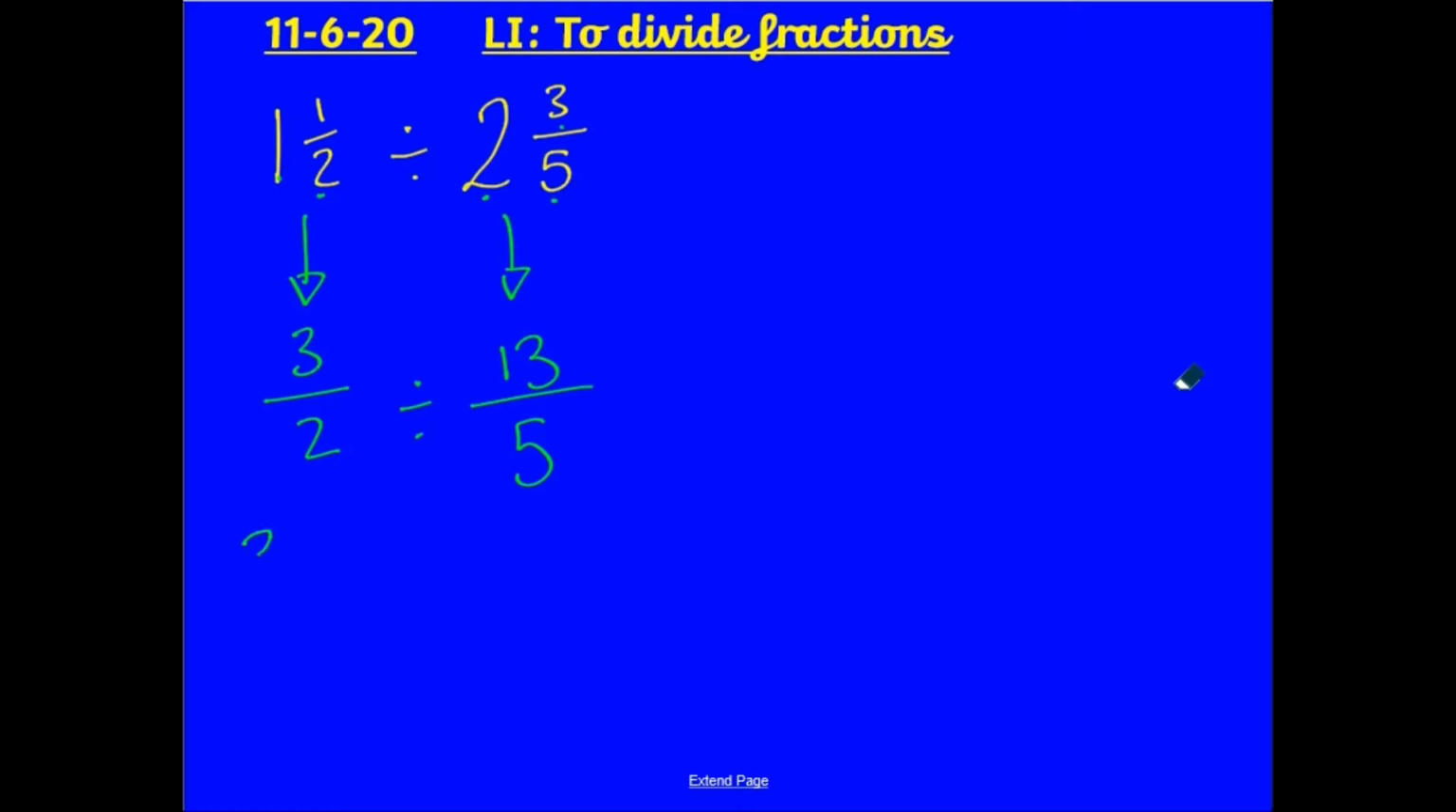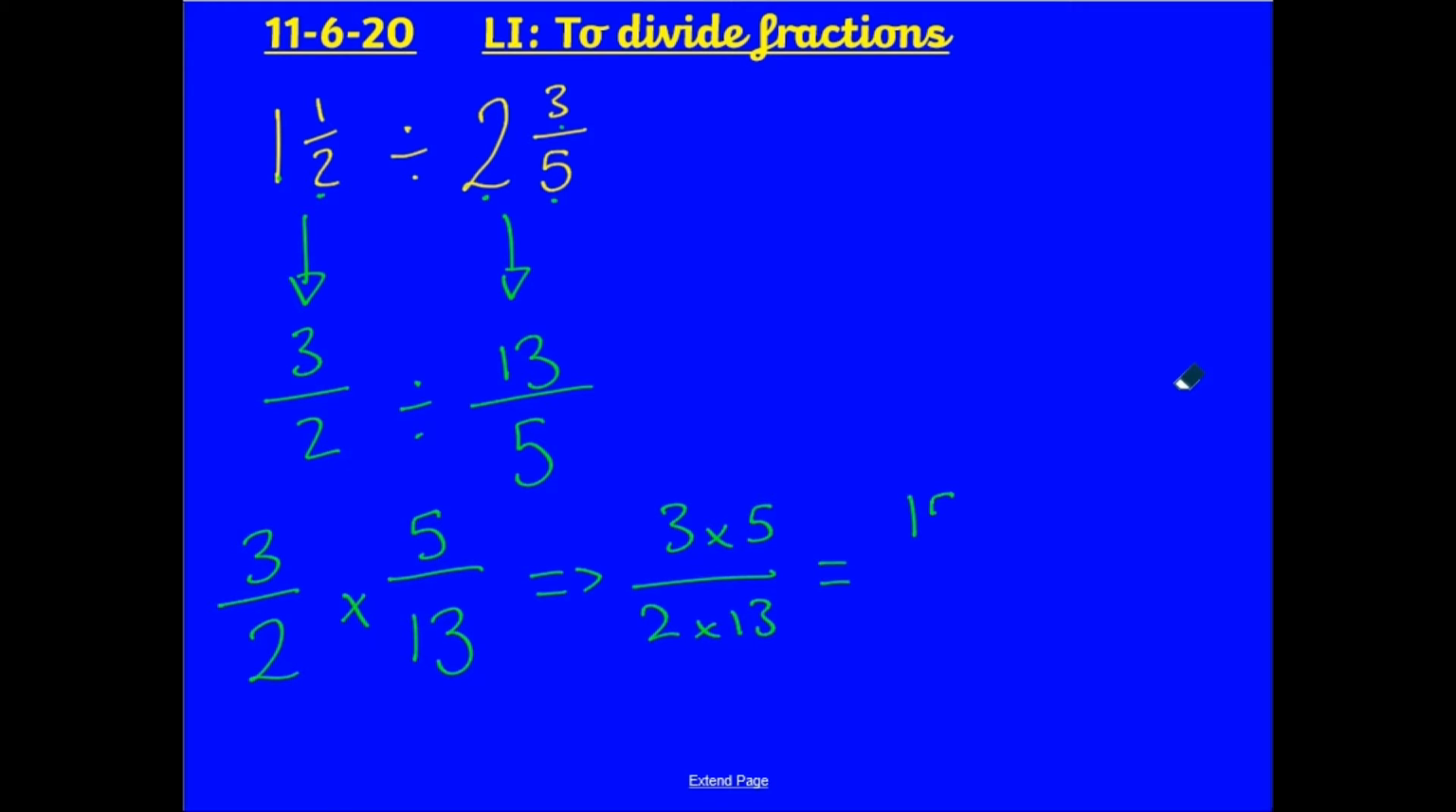I'm going to keep my first fraction the same, 3 over 2, but I'm going to multiply that by the reciprocal, which is 5 over 13. I can now solve that. 3 times 5 over 2 times 13, which is going to be 15 over 26. Can I do anything with this? 3 times table? Nope. 5s? Nope. So therefore, 1 1/2 divided by 2 3/5 is equal to 15 over 26.